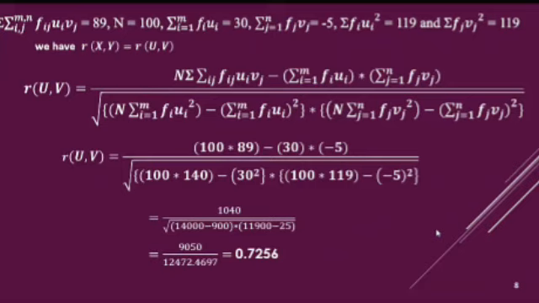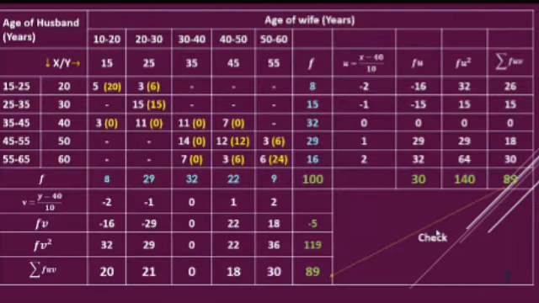You are finding the midpoints of the class interval. Then you are finding Ui and Vj. The total frequency in each row: you look at the blue values. This represents frequency in the row, 5 plus 3, 15. Next 3 plus 11 plus 11 plus 7, 32. So on. You add that, you will get 100. Similarly, you go to column.